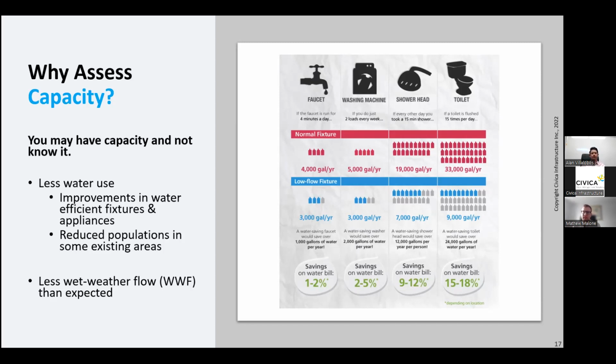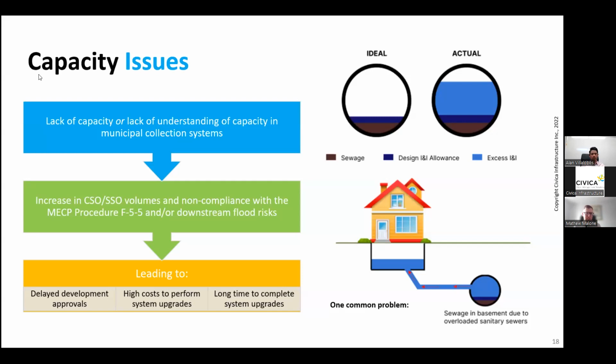And there may be less wet weather flow than expected that is impacting these systems. Again, more specifically on the wastewater side. That's typically not the case. What I would say is what we find more often than not is that there's actually capacity issues, and there may be more wet weather flow or rainwater getting into things like our wastewater systems.